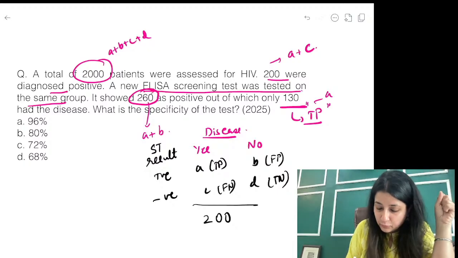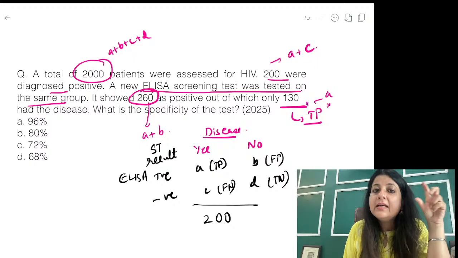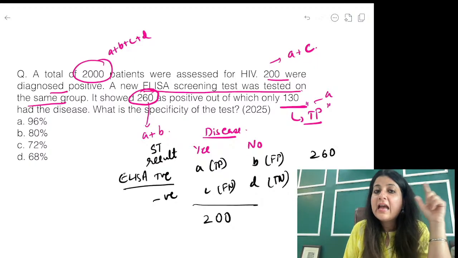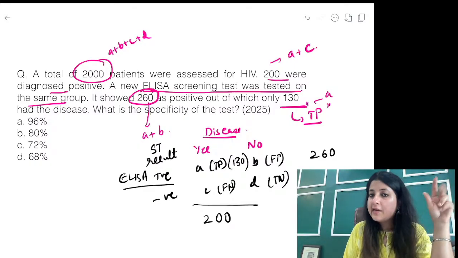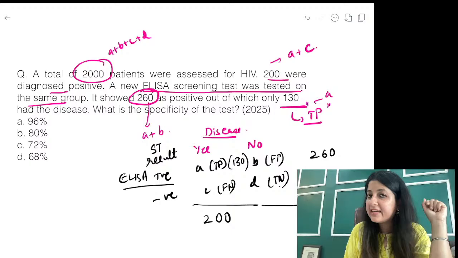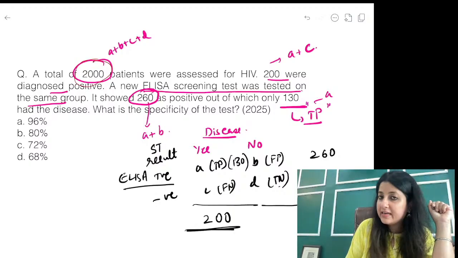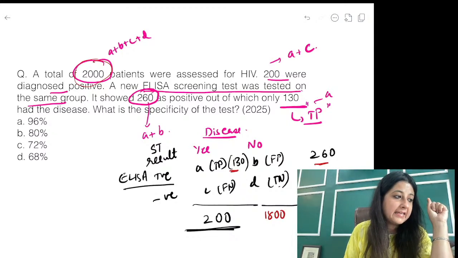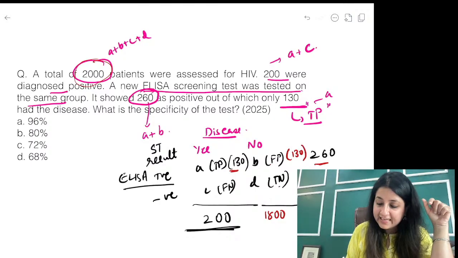And when the ELISA test was applied, what happened? It showed 260 as positive. So ELISA positive is 260. Out of that, how many had the disease? 130. Now what is specificity? You need TN to calculate specificity. If this is 200, altogether there are 2000, so this is 1800. Now if this is 260, this is 130. So how much is this? This is also 130.